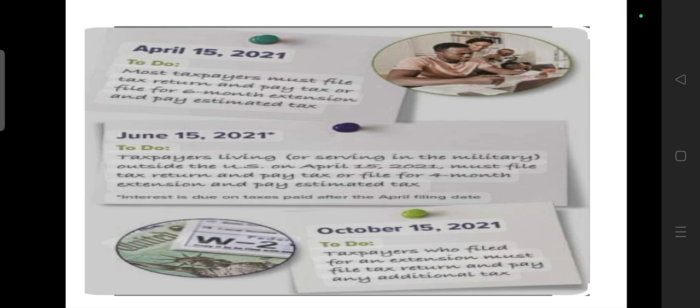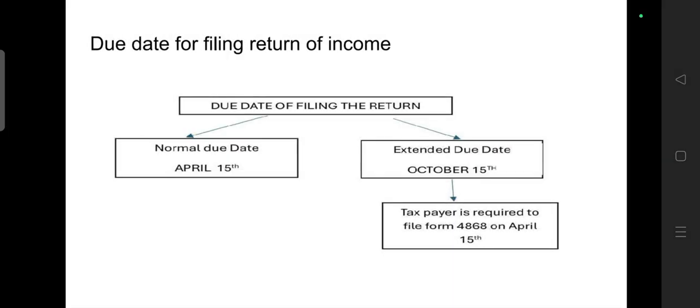However, in certain unforeseen circumstances, some people may be busy with something else. They may require additional time for filing the return of income. It is possible under federal tax laws. They can file on an extended date of 6 months. For that, they have to file Form 4868 on April 15th for claiming the extension.